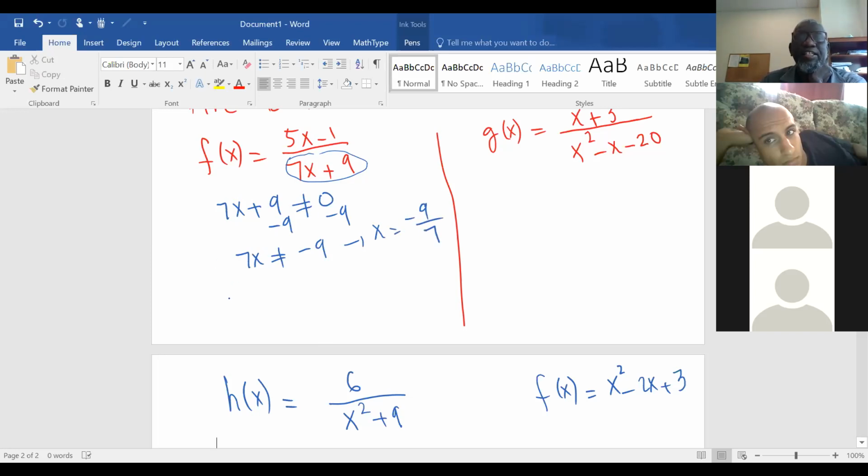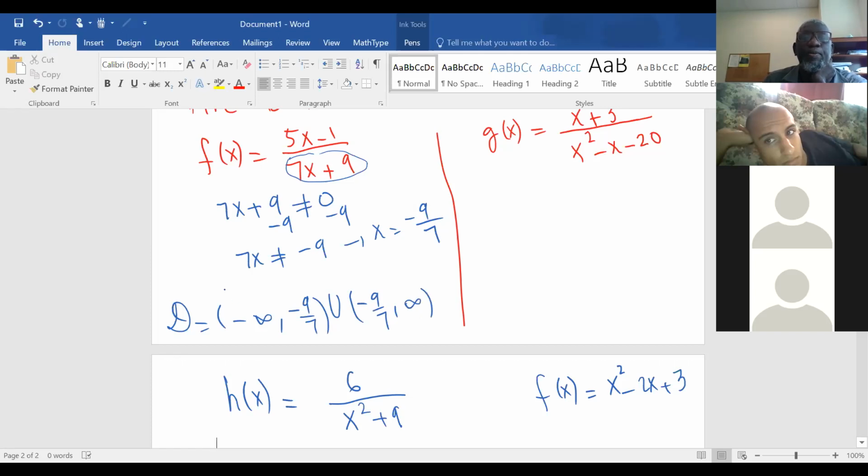Okay, now you're going to write it as an interval. What interval did you get, Sharif? Negative infinity to negative 9 over 7, union, negative 9 over 7 to positive infinity. Thank you.